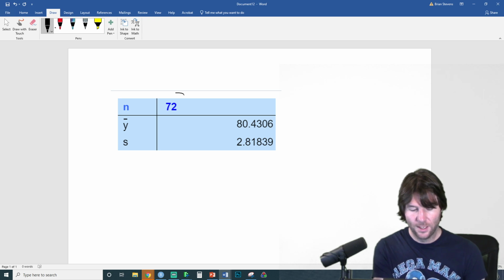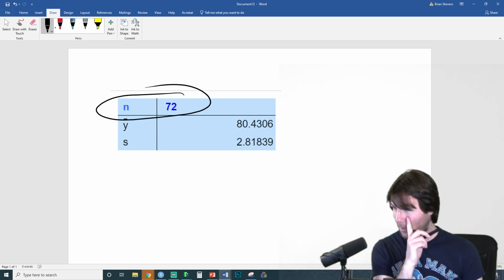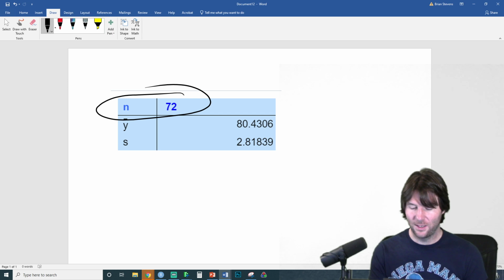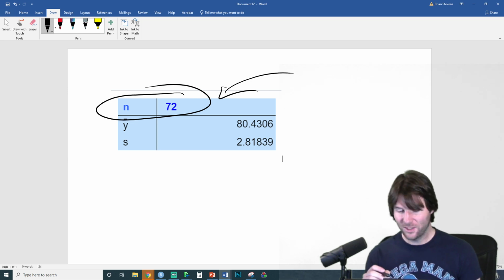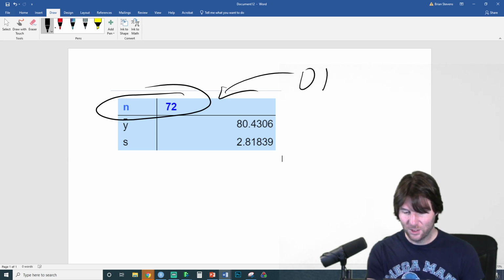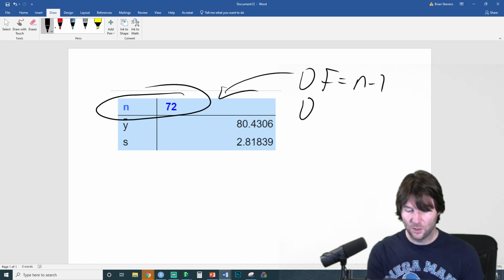So here we are. And when I see n, Rachel, if you're watching, what can we get from n? That's the big question. If we're making a t interval, then one sample t interval, oh, good to see you, Christian, I'll see you tomorrow. Degrees of freedom equals n minus 1. So we need to know that the degrees of freedom for this problem are equal to 71.